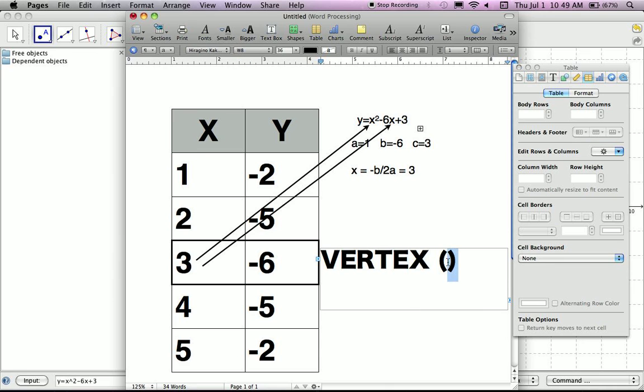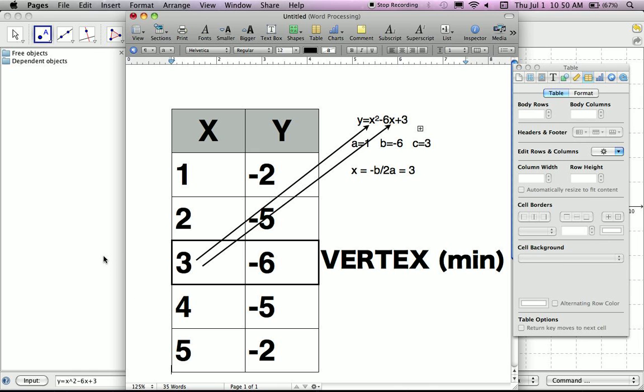First, the first thing we need to do is determine whether our vertex is a minimum or a maximum. There are a couple ways to do that. You can look at the graph or you can look at the equation. If I'm looking at the equation, I'm looking for the A value. If your A value is positive, you have a minimum. If your A value is negative, you have a maximum. You can also look at the graph, and I'll show you how to do that in just a minute.